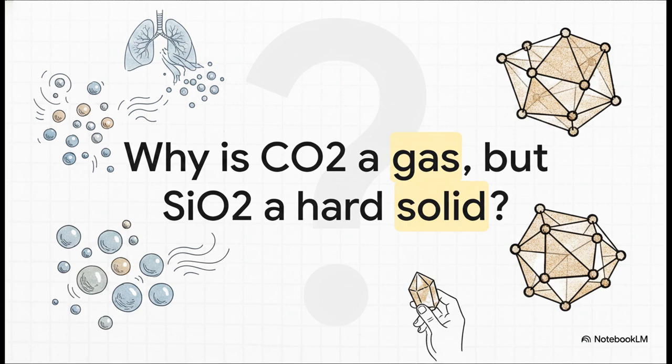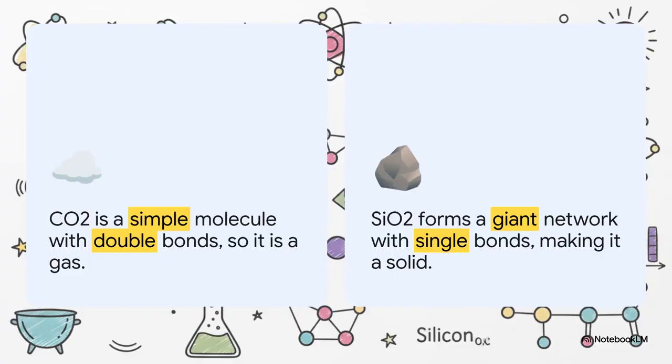Let's look at the mechanics of why this happens. Here is the perfect direct comparison you really need to visualize for your exams. Carbon dioxide exists as simple, discrete molecules locked together internally by double bonds, but there are only weak forces between the actual molecules. Silicon dioxide, however, exists as a massive, continuous network of single covalent bonds in 3 dimensions.